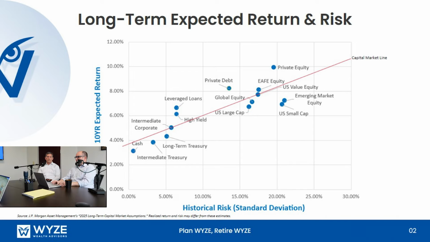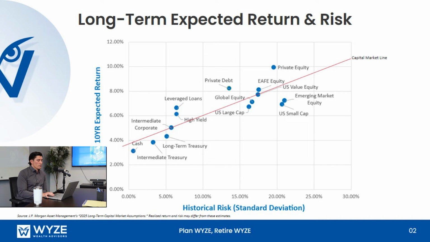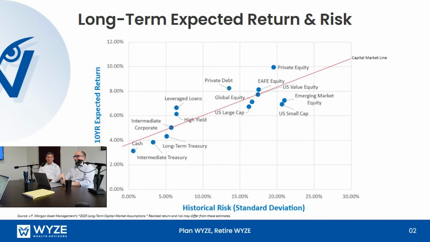Sure. So this is just a graph of the assumptions that we're currently using. We are pulling these from JP Morgan's 2025 capital market assumptions, so this is from 2025 over the next 10 years. You can look these up yourself online if you would like. It's a very riveting PDF document, about 30 pages long, maybe longer actually. But that's where the data comes from.